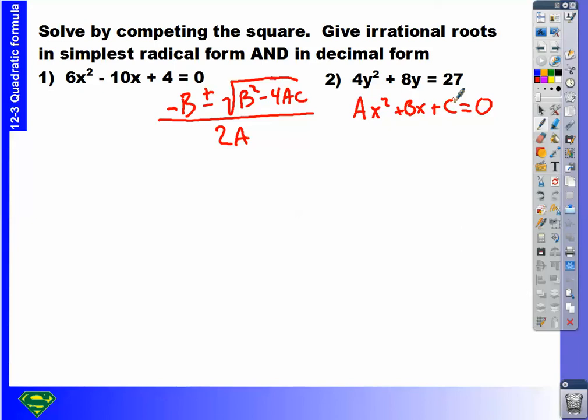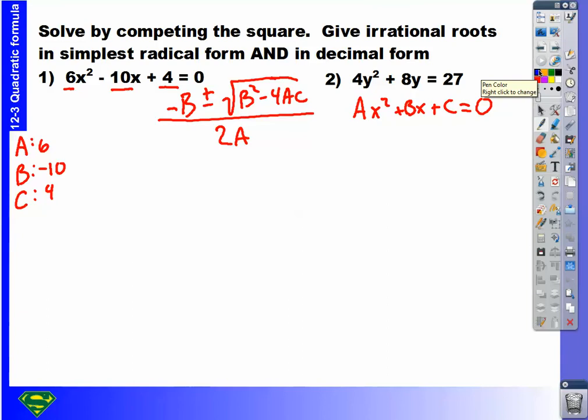So let's take a look at this. We have to be able to figure out what your a, b, and c values are. So what is your a value in question 1? Well, your a value in question 1 is 6. What is your b value? Well, it's negative 10. What is your c value? It is 4. So let's go ahead and plug this in.